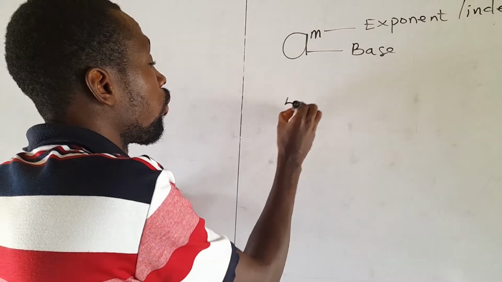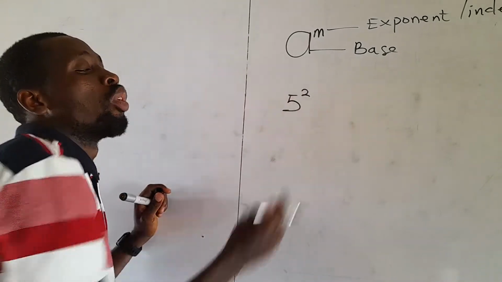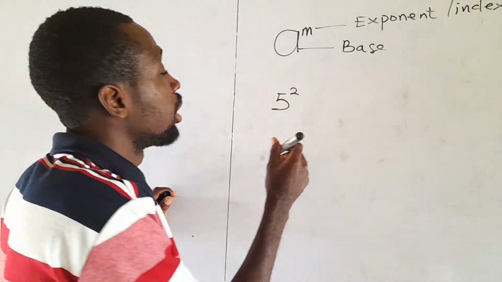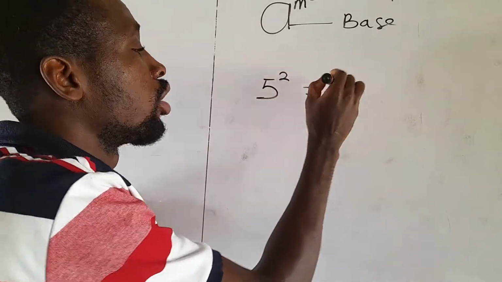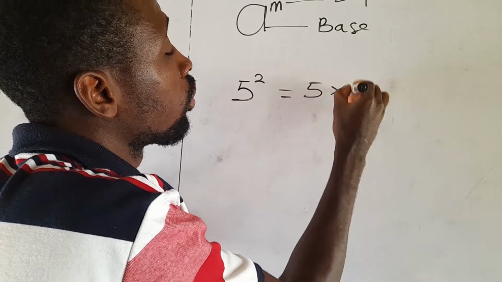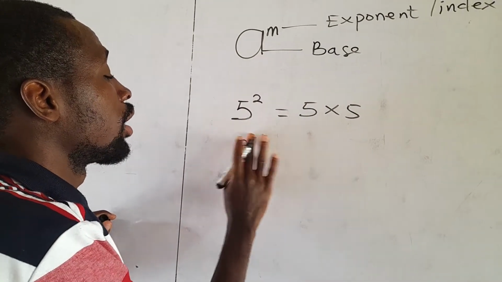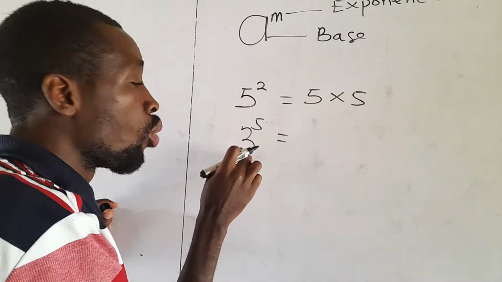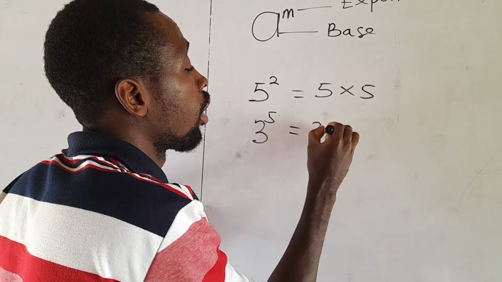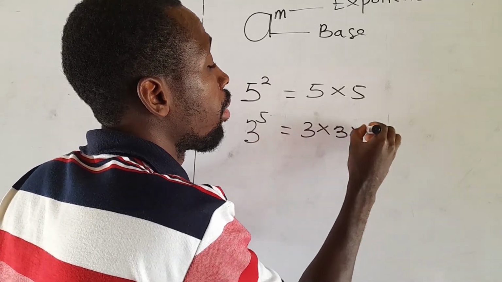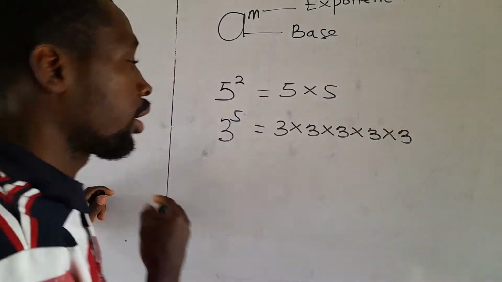So if we have 5, we can say 5 exponent 2. And what does it mean? It means multiply 5 by itself twice. So 5 times 5. If I have 3 exponent, let's say 5, it means we'll multiply the 3 by itself 5 times. So 3 by 3 by 3 by 3 by 3.